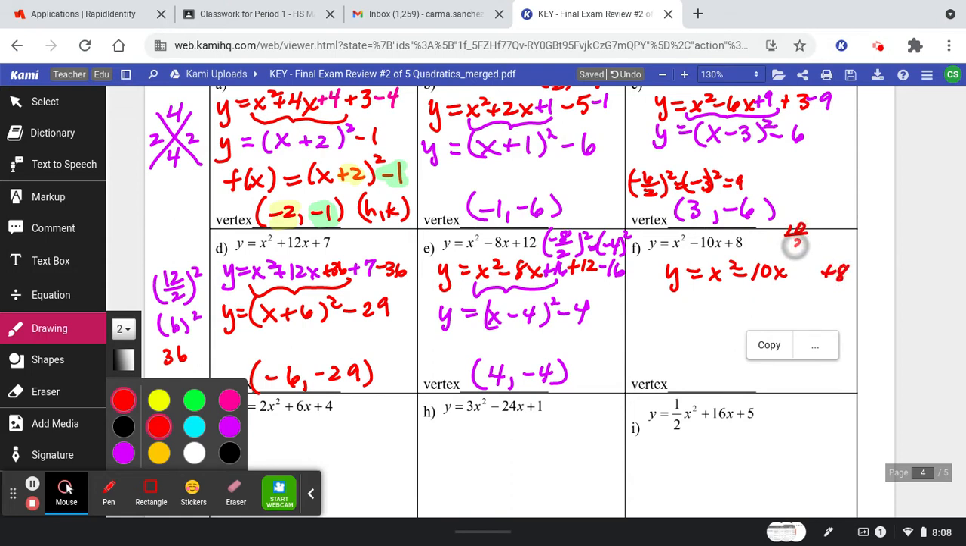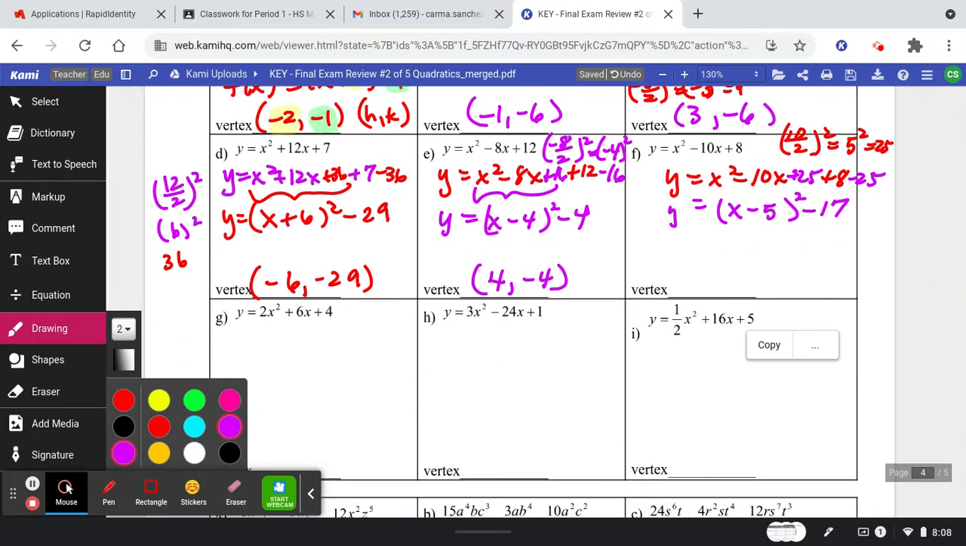B work, 10 divided by 2 is 5. 5 squared is 25. So I'm going to be adding 25 and subtracting 25 off the back to balance. That makes the x minus 5 squared perfect. Minus 17 off to the back. My vertex is going to be positive 5, negative 17.